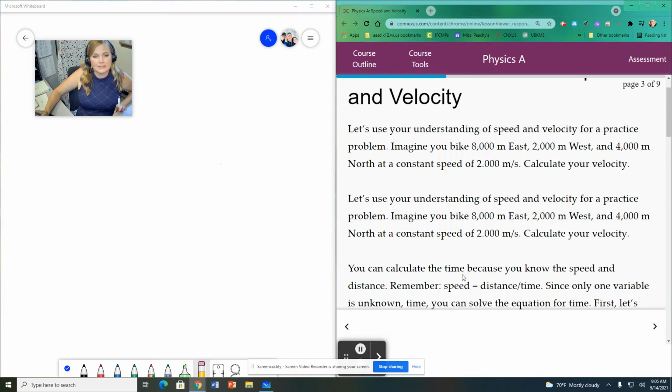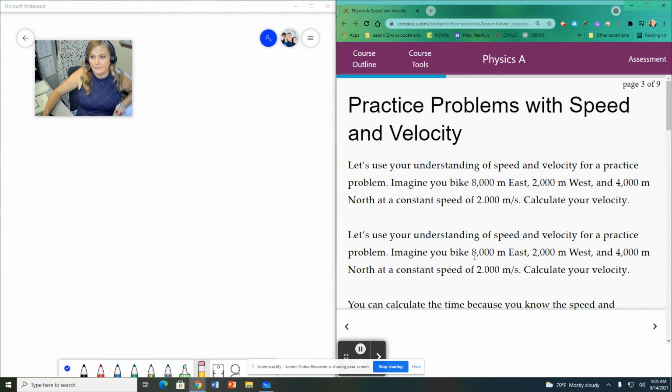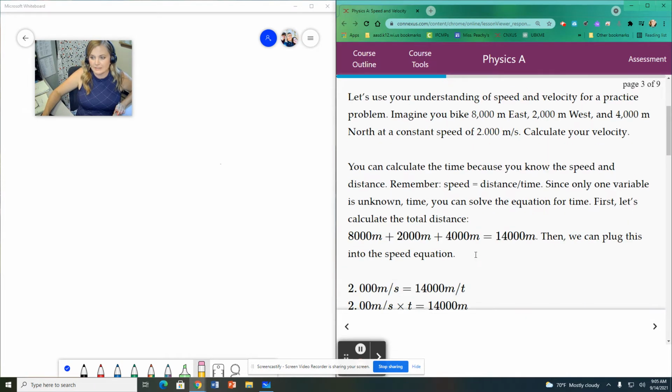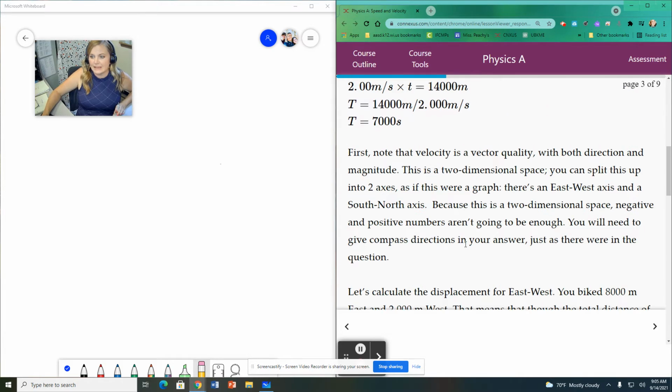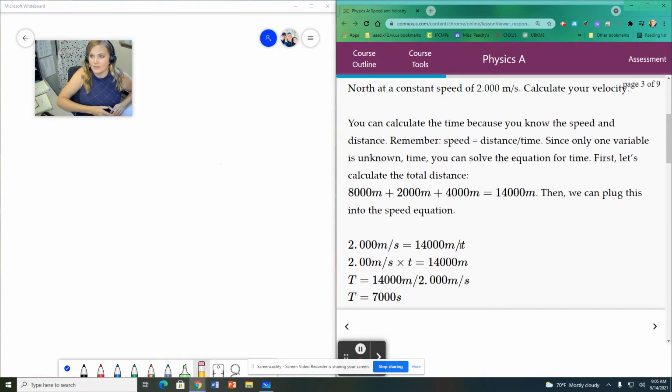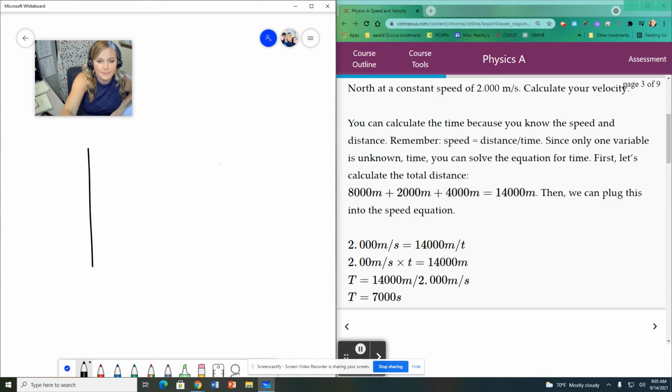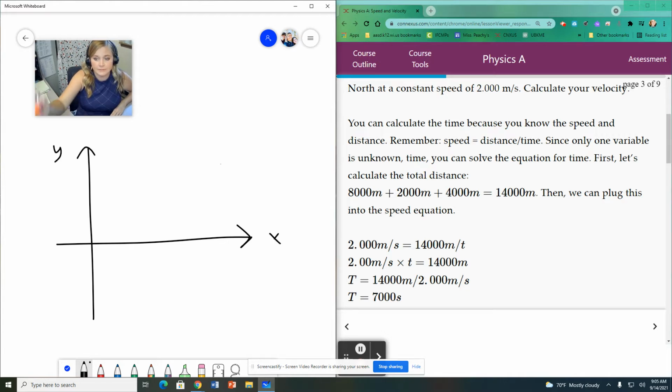All right, so this is where it gets a little tricky. This is practice problems with speed and velocity. So it's kind of differentiating here between speed and velocity, and it's saying that let's say you have a trip that you're going, and you are moving from your starting point, and I'm going to draw the coordinate system here as well, because that just helps me, and it will help you stay focused.